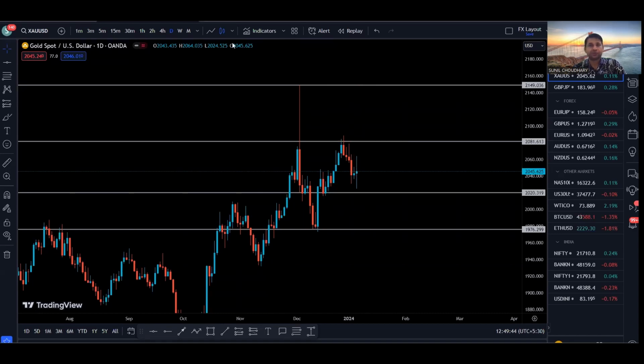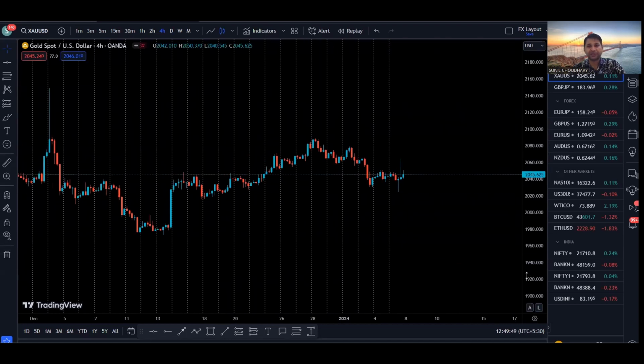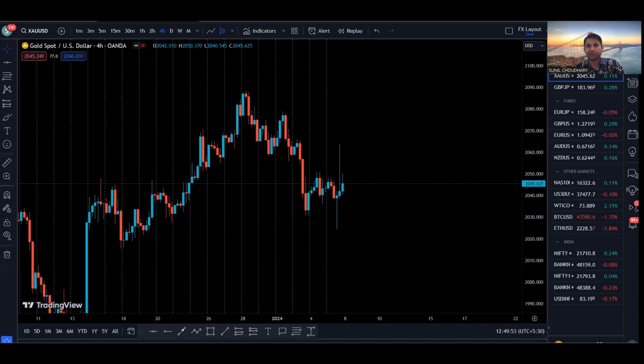Now let's go to the 4-hour time frame. Let me delete all these lines. On the 4-hour time frame, it looks like the price is kind of coming down. We created a lower high, then we broke this low and created another lower high, and right now the price is kind of ranging.